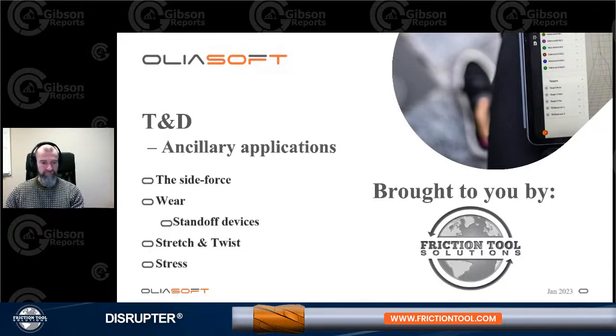The first thing we're going to look at is the side force, which is one of the main output parameters from any torque and drag analysis. Then we're going to look at how we can use that parameter to do wear calculations. We're going to look a little bit at how standoff devices affect wear. And then a little bit about stretch and twist and about stress at the end. Of course, stretch and twist also tie into the other main parameters of any torque and drag calculation, which are the tension and the torque.